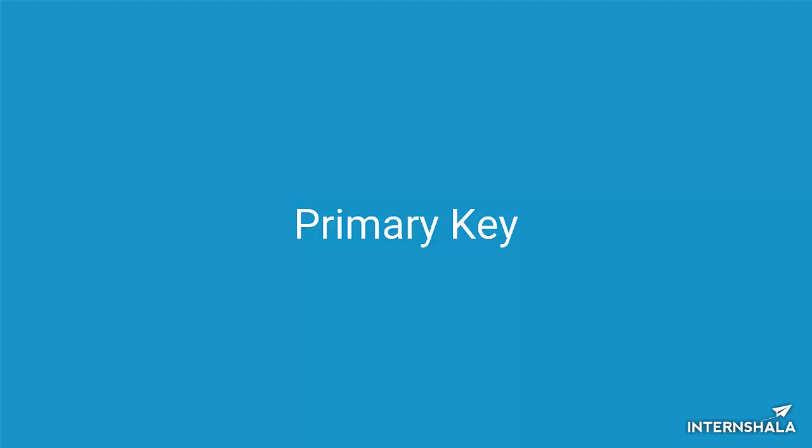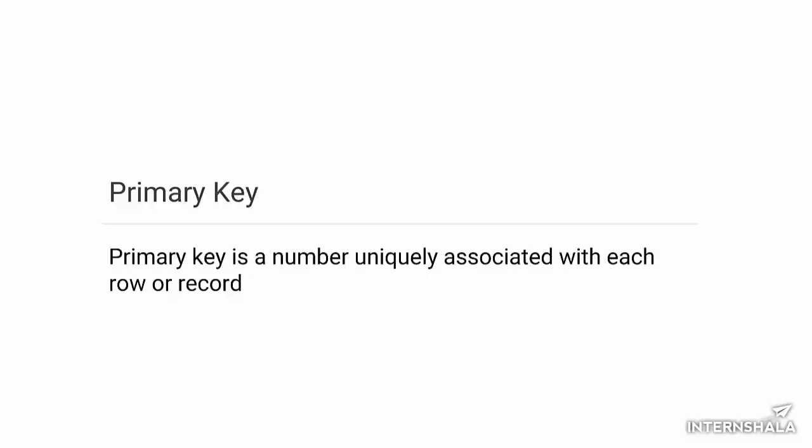We introduced primary key earlier. Let us learn more about primary key. Primary key is a number uniquely associated with each row or record. It is unique in a sense that each row has a different primary key and no two rows can have the same primary key. So, primary key helps us identify or pinpoint one particular row of a table.